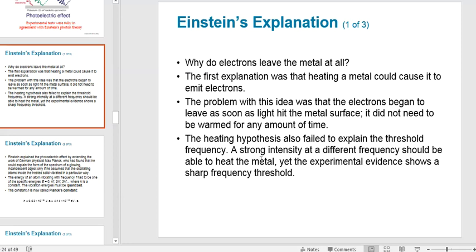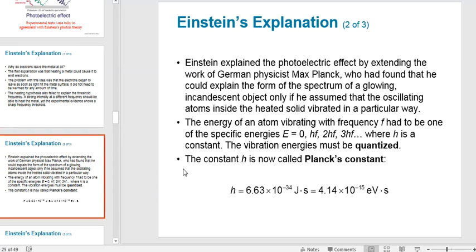And then the other hypothesis people had was, well, okay, so maybe it's just a matter of how much energy you're sending in with regards to these waves. But the problem was that if you had this low frequency, in other words, long wavelength, then you should be able to crank up the intensity, and you should be able to get electrons to come out, but they could not.